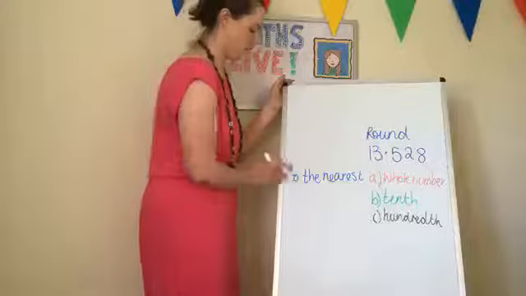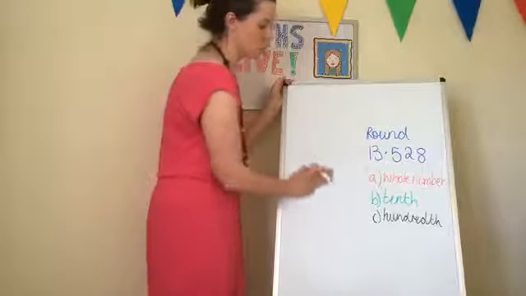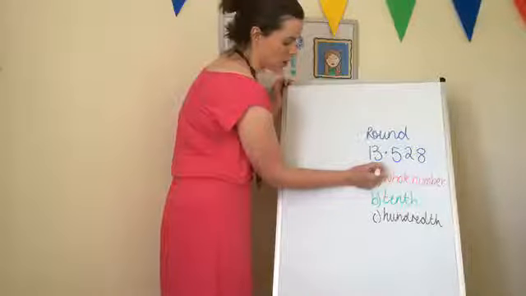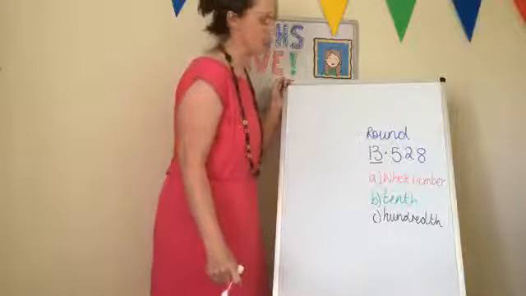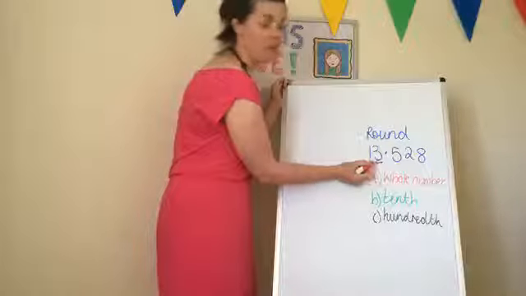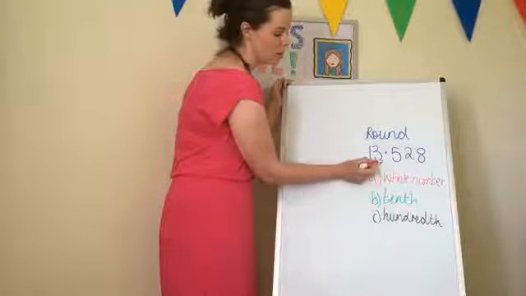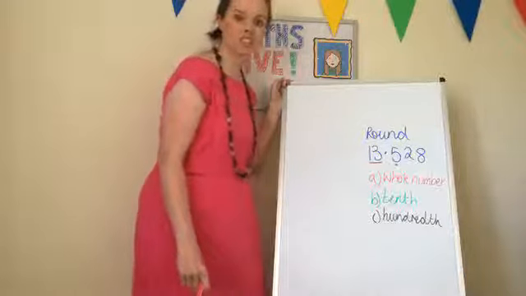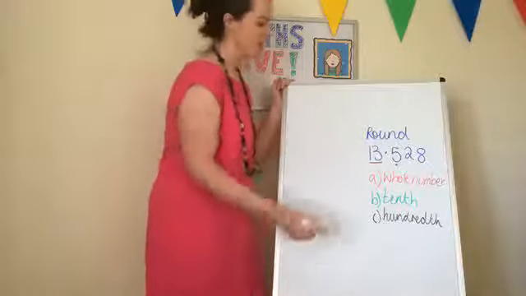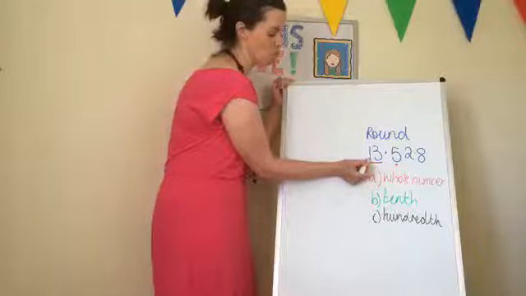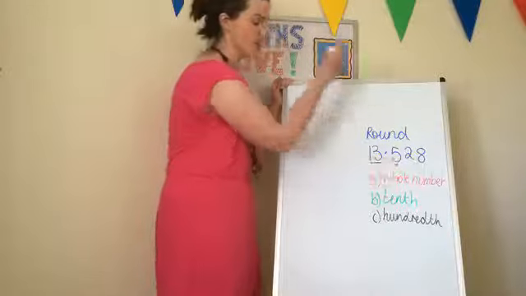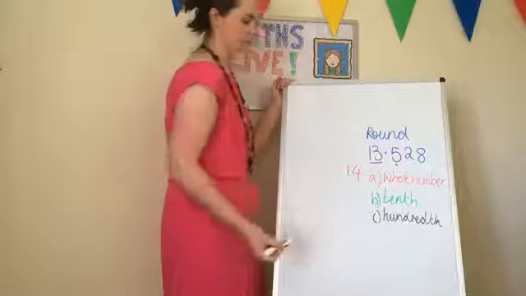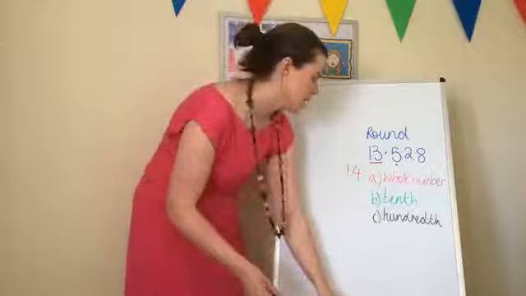Right, so we're rounding 13.528 to the nearest, and first of all, we're doing it to the nearest whole number. The whole number in this question is 13, 1 ten and 3 ones. So if we do it to the nearest whole number, you need to look to the digit to the right, and that instructs us what to do. So 5 tells us to round up, so 13 becomes 14. So the answer for the first one is 14.